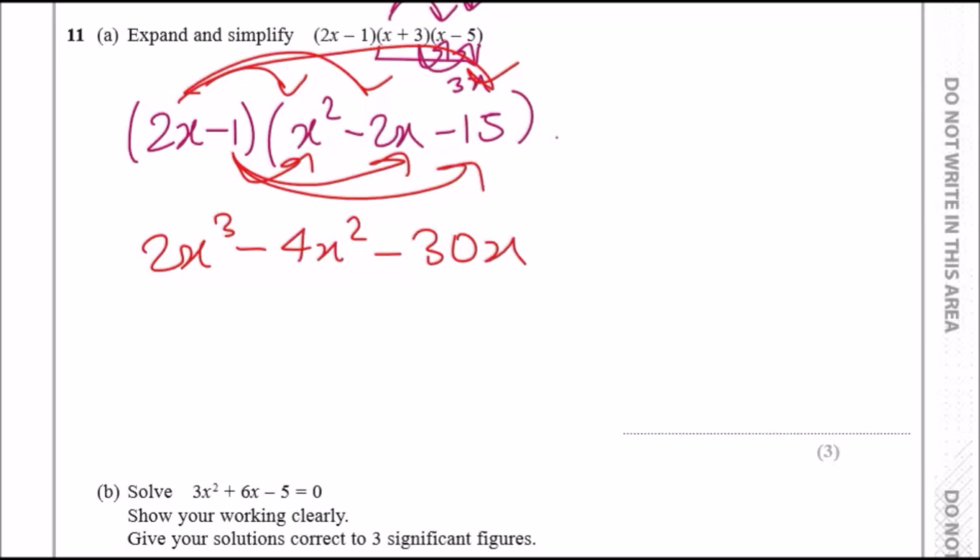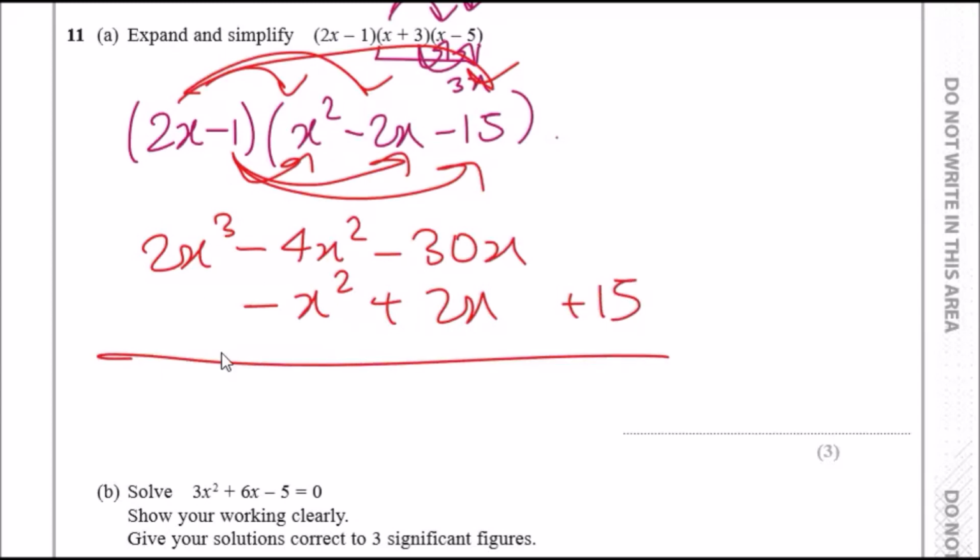So x squared times minus 1 is minus x squared. So again, write it below the x squared bit. Minus 1 and minus 2x is plus 2x. And then minus 1 times minus 15 is plus 15. So you can kind of see what I did here. I literally just lined up nicely.